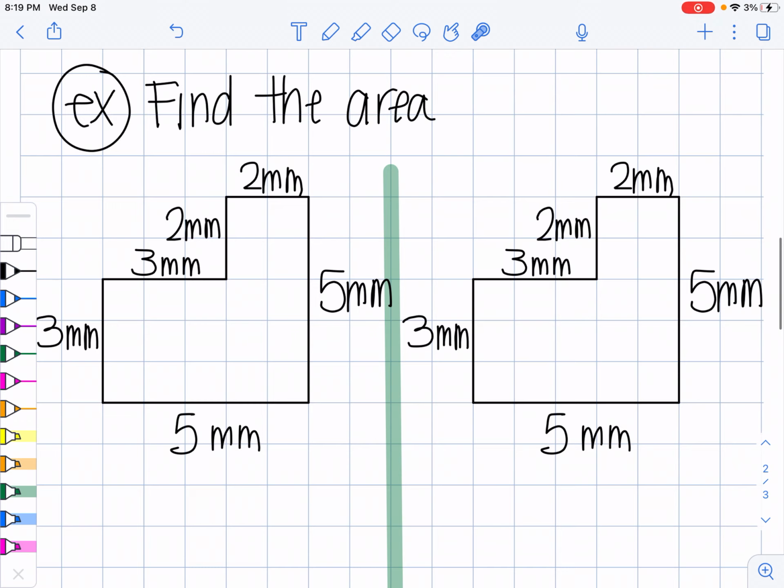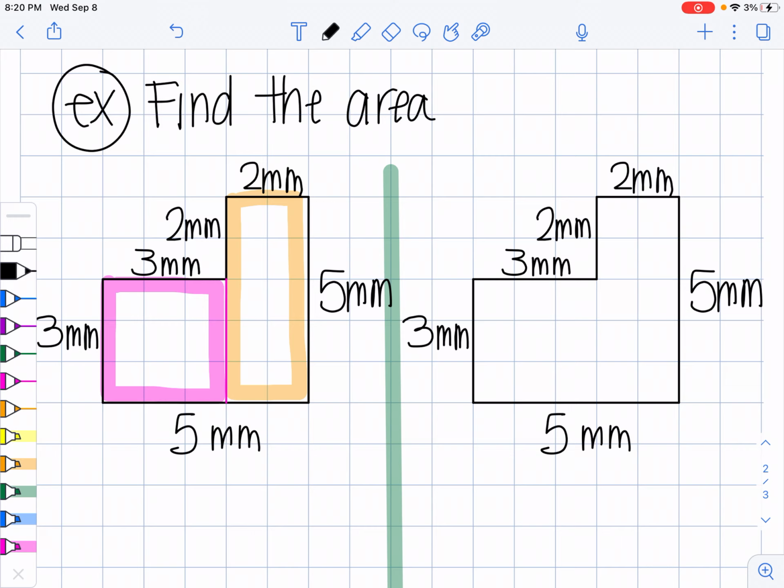Now I drew this same problem out twice because I'm going to do it two different ways, and so you can see that you'll end up with the same answer either way that you choose. So I'm going to work on the left side first, and I'm going to break apart this composite figure into two smaller rectangles. So I first see it like this. I'm going to break it apart so that I'm looking at this rectangle that's pink and this rectangle that's orange.